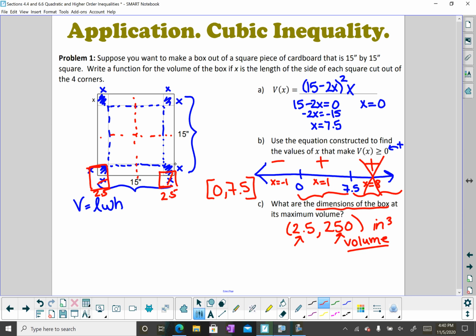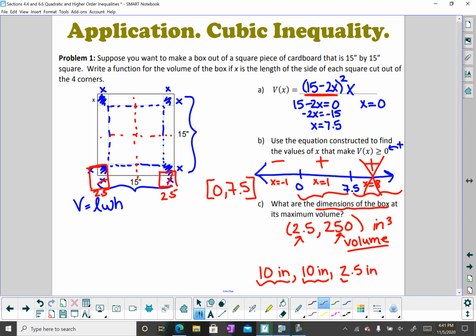And it would be the same up and down as well, because remember, this was a square. So the dimensions of the box are 10 inches by 10 inches by 2.5 inches, because 2.5 was the x value, or the height. And these values you can get just by plugging 2.5 into this part of your equation. 15 minus 2 times 2.5 would give you that as well.